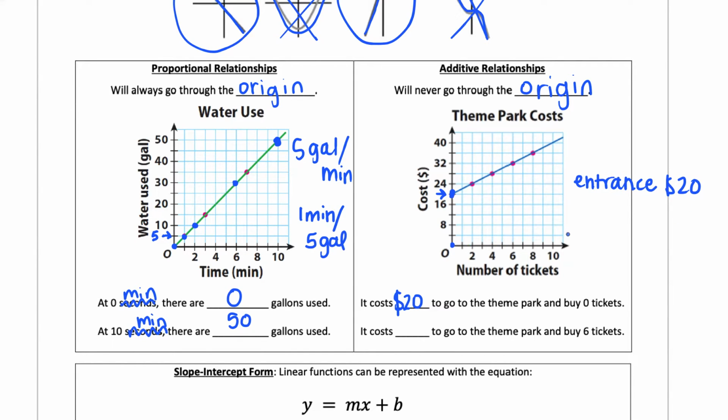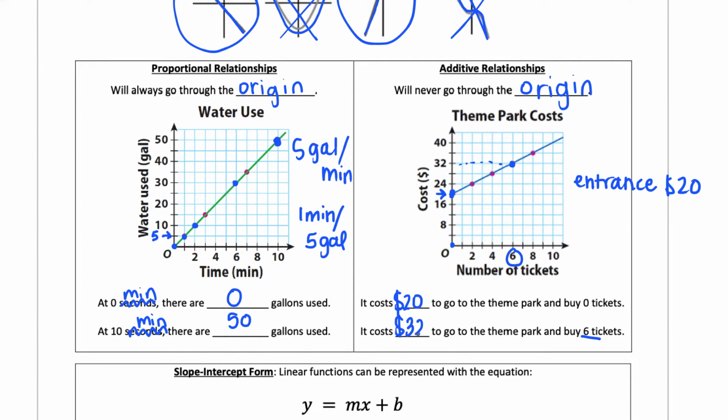Then if you want to purchase tickets on top of that, your price is going to continually increase. So to go to the theme park and buy 6 tickets, that means we would be looking down here for our number of tickets, following the line up, and we end up at this point. When I check and see where that goes to, it's at $32.